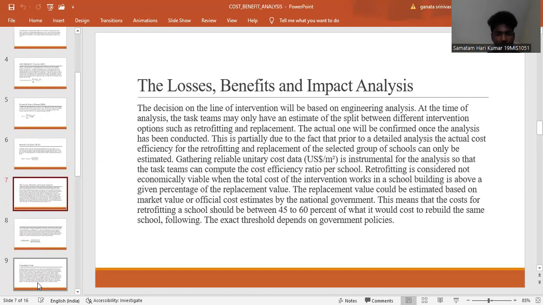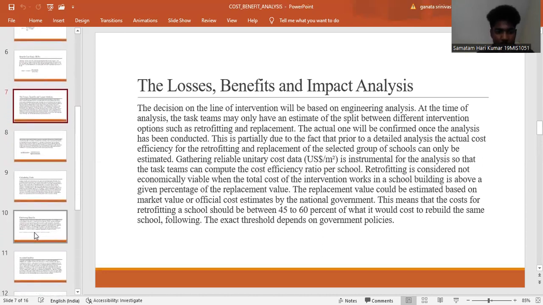And the losses and benefits impact analysis, and the decisions on the line of intervention will be based on the engineering analysis. At the analysis, task teams may only have an estimate to split between different intervention options, such as retrofitting and replacement. This means that the cost for retrofitting a school should be between 45 to 60% of what it would cost to rebuild the same school. The exact threshold depends on the government policies.